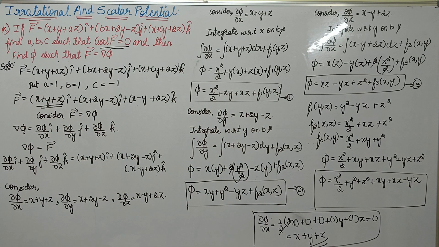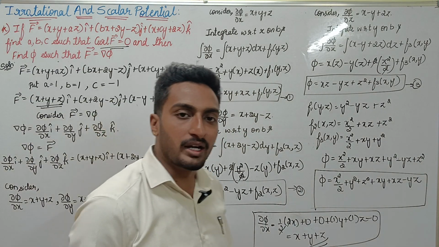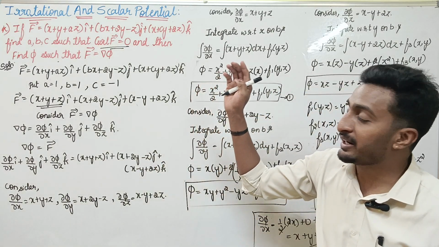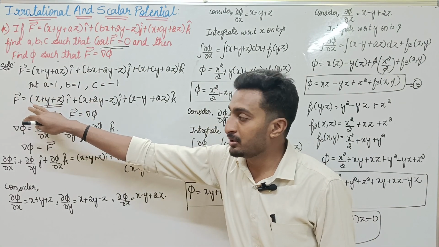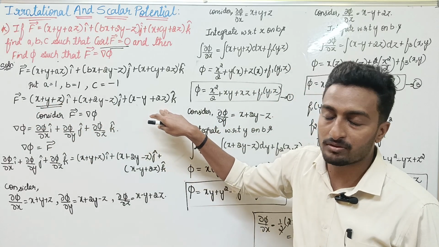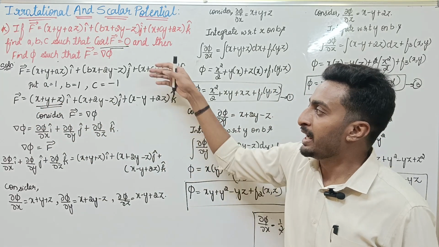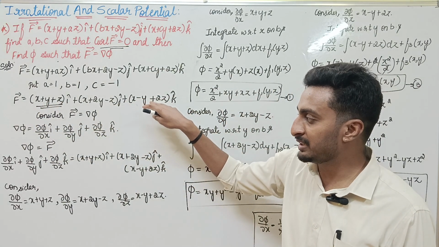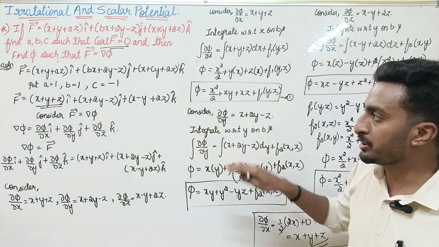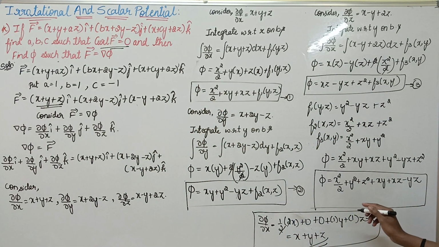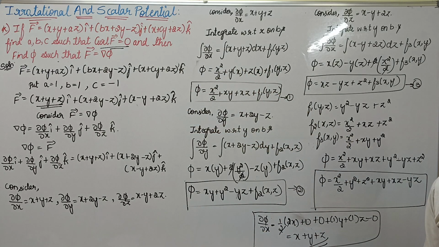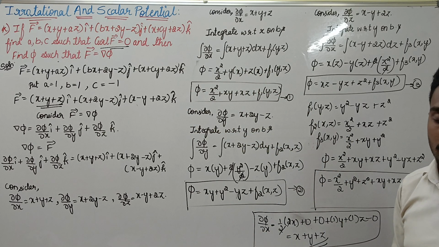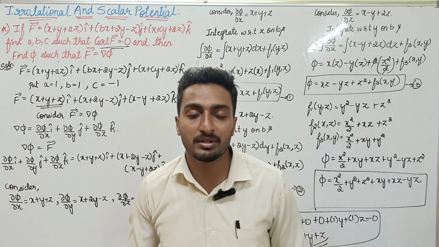I hope you have understood how to solve and how to represent this problem. First we find curl of vector f. Then we find vector f with respect to the constants a, b, c, and simplifying we get vector f. Considering this and gradient phi, we find the scalar function phi so that it again satisfies vector f. This is how we represent irrotational and scalar potential, which is one of the most important questions in the VTU main examination.